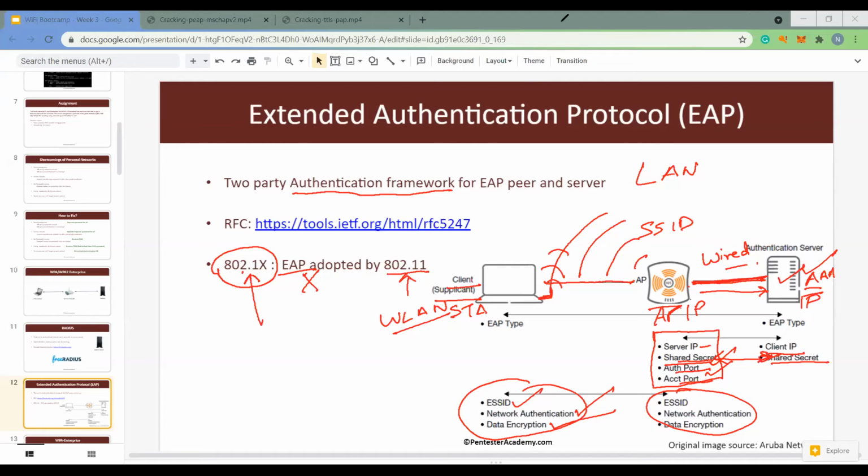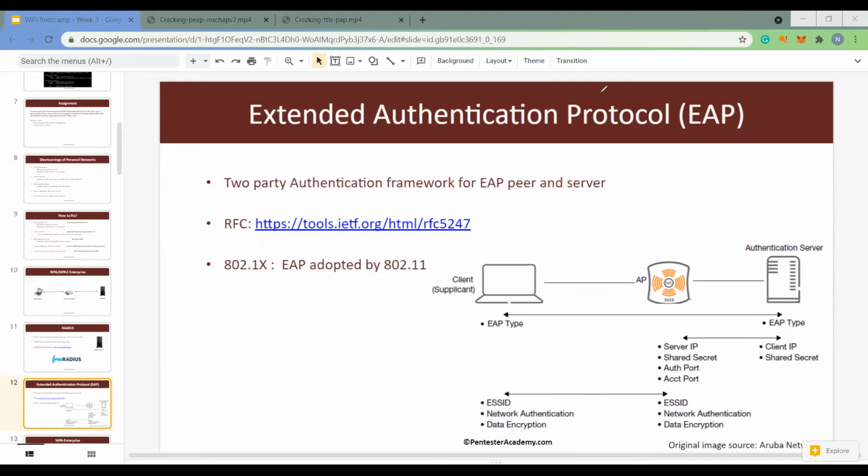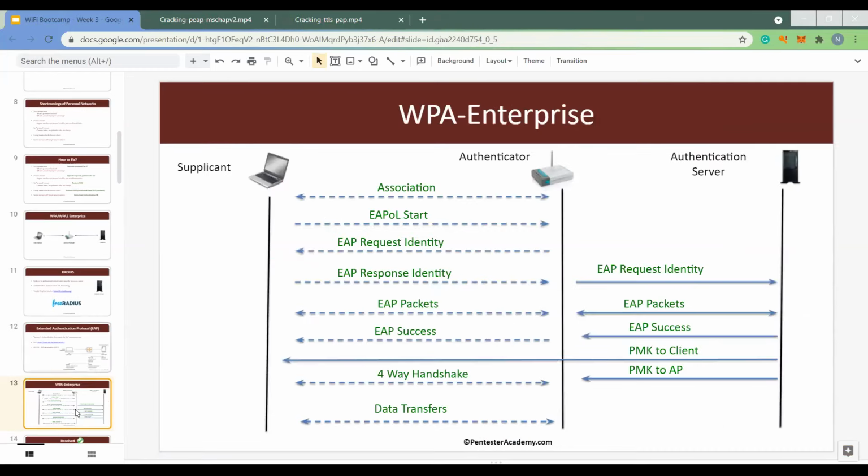So yeah, let's clear this. Okay. So this is your 802.1x. This is how it looks when the authentication is done. It's pretty easy to follow.